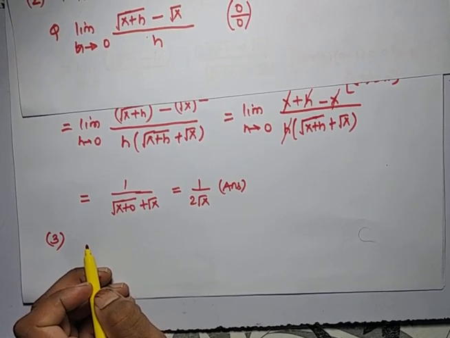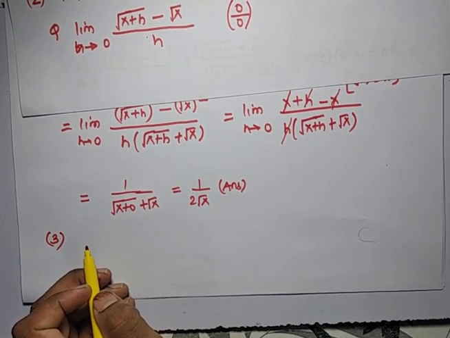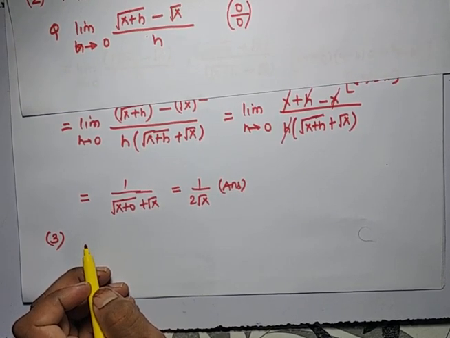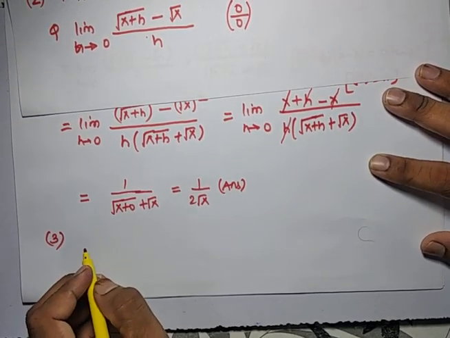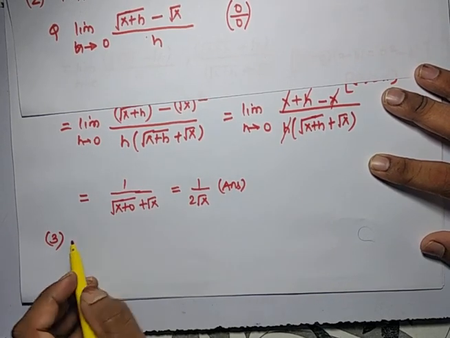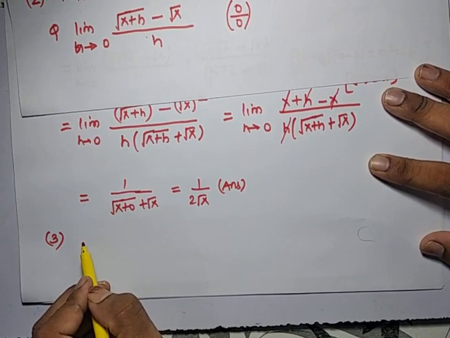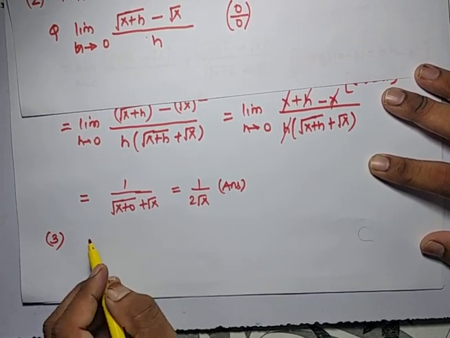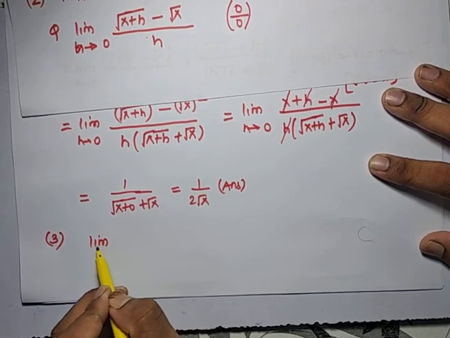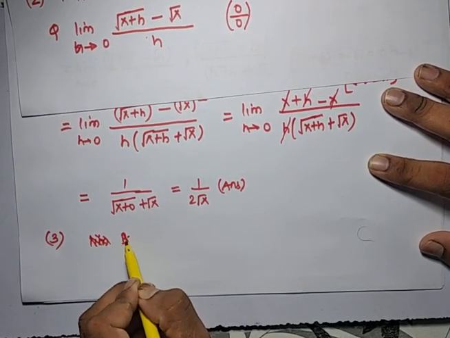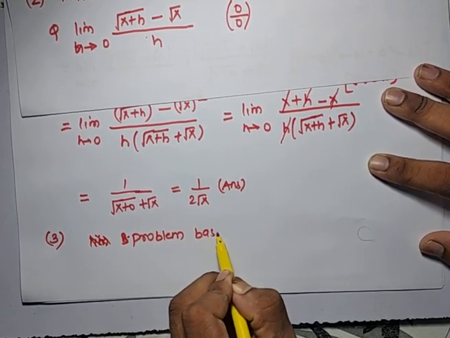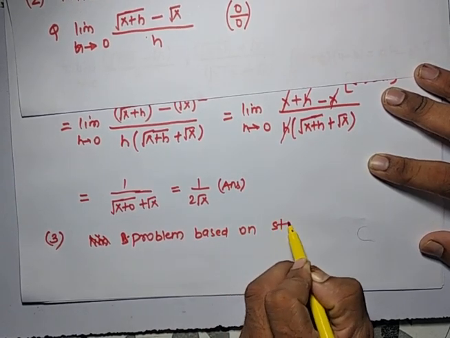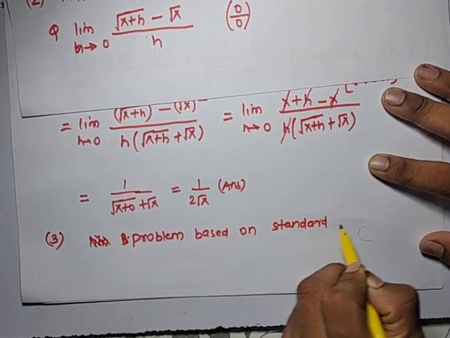The third concept in algebraic limit is problems based on a standard result. Very few questions can be asked from this type, but I am discussing it because sometimes when you don't know it, you may face problems solving this type of problem. First I am discussing limit problems based on the standard result.